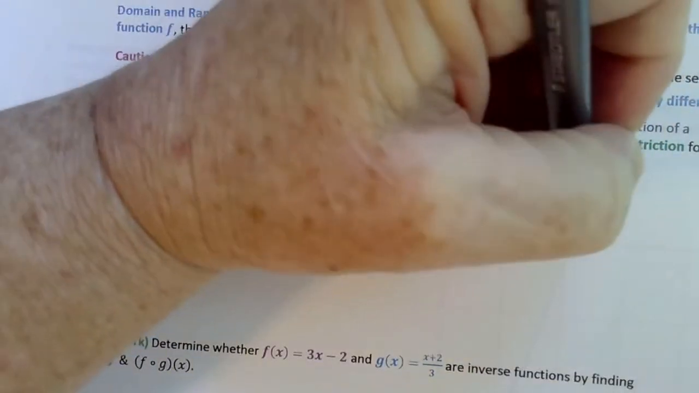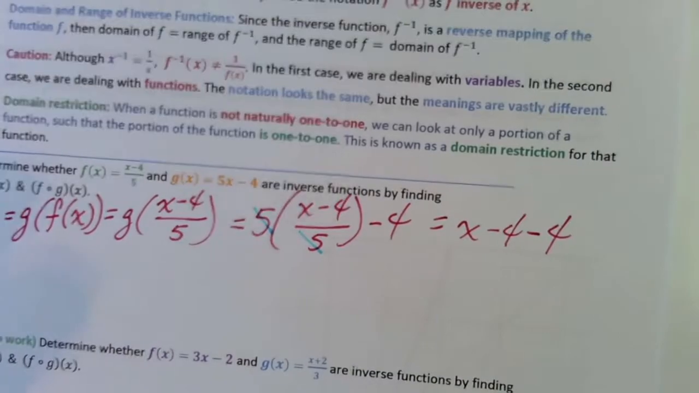Now we've got x minus 4 minus 4. Oh, those 4's are both negative. We get x minus 8. That is not x.